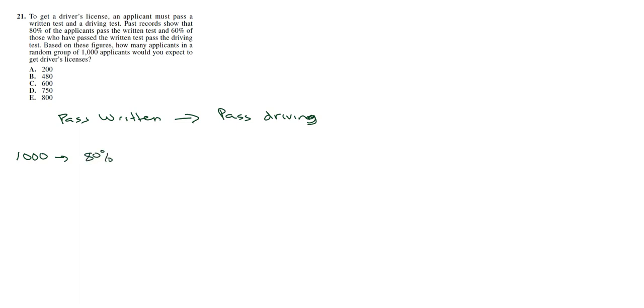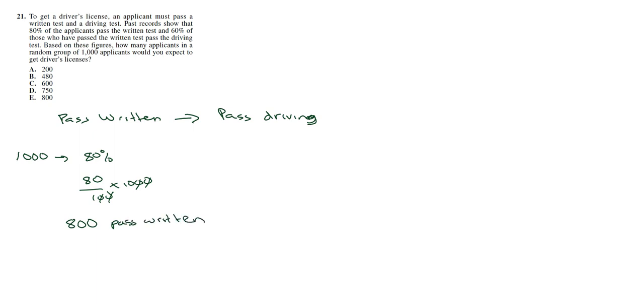80%, which is going to be 80 over 100 times 1,000. Zeros out here, zeros out here. So 80 times 10, which is going to be 800. So 800 pass the written.